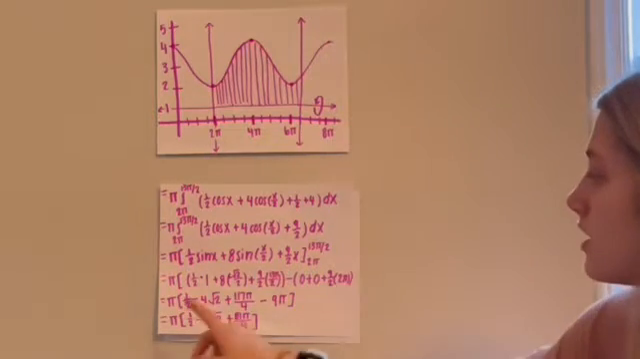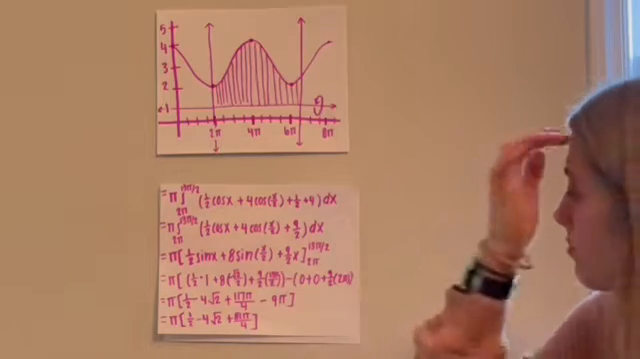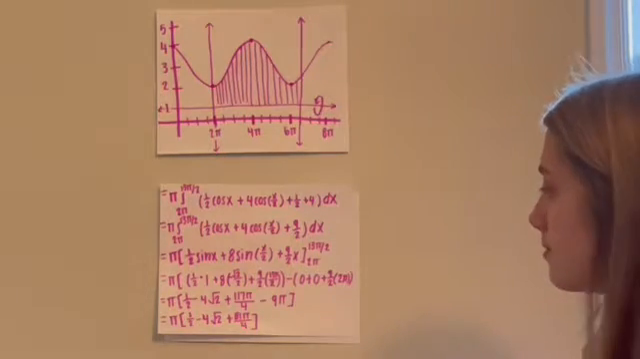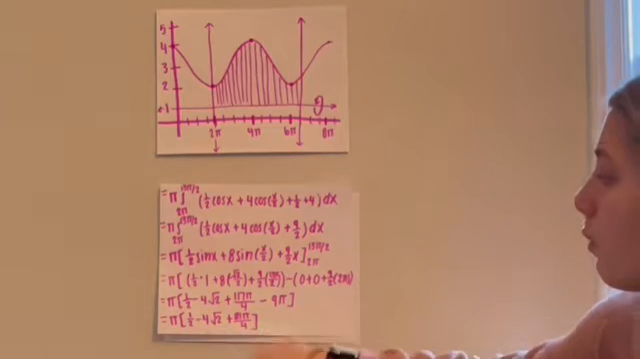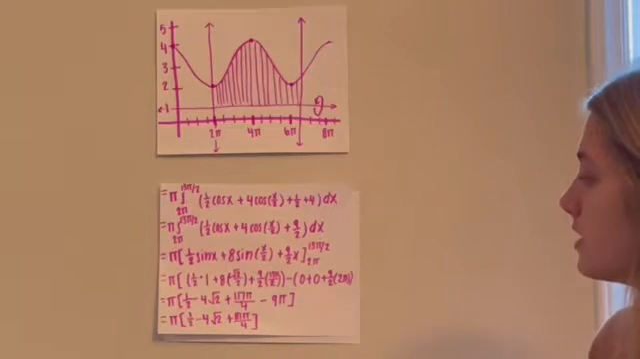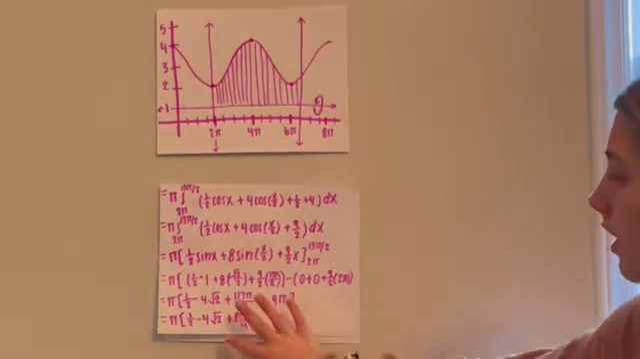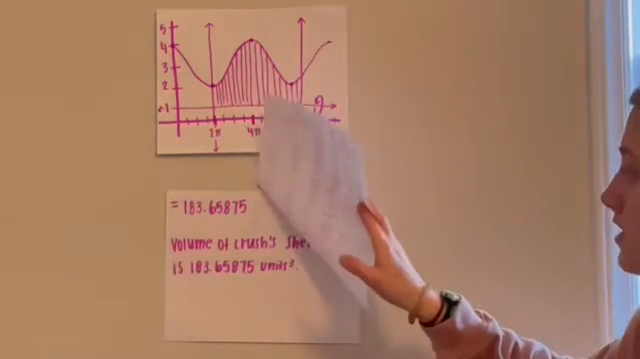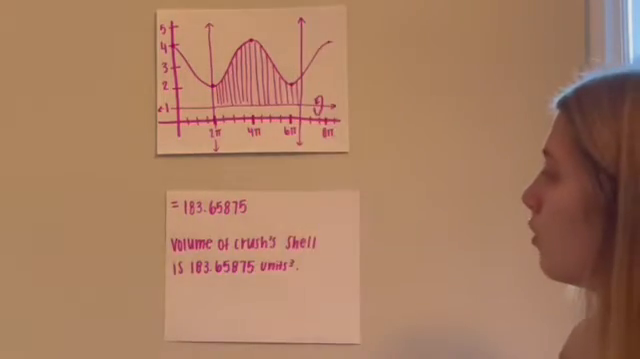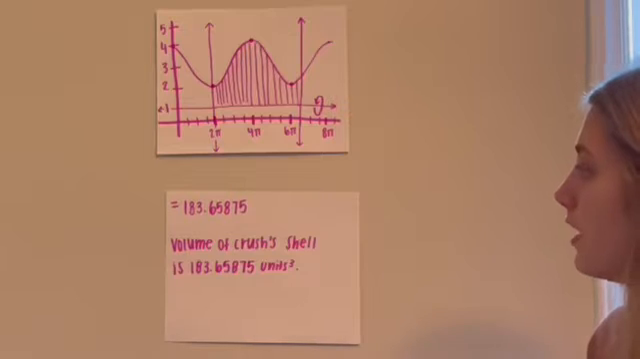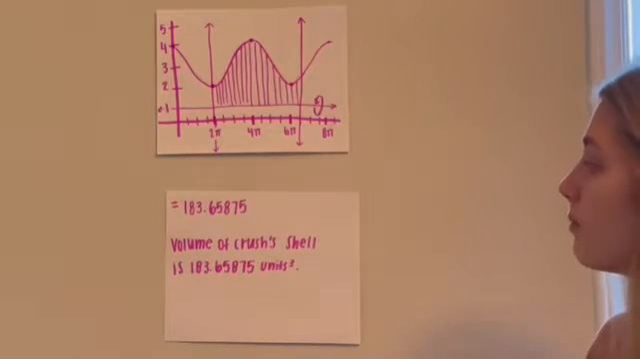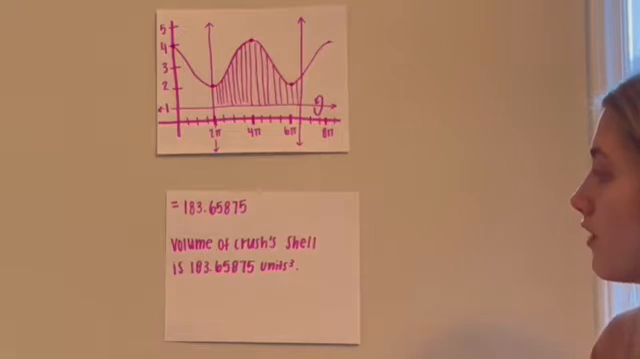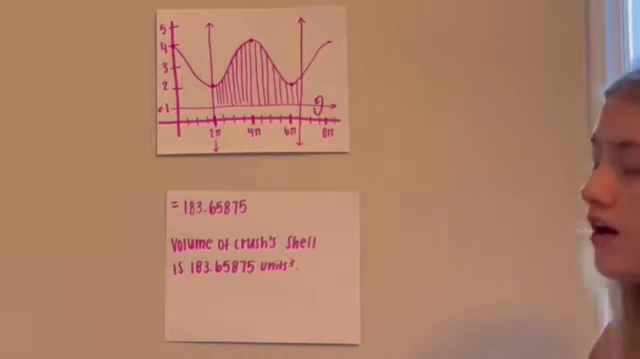So once we convert all those down and simplify them, we get pi times 1 half minus 4 times the square root of 2 plus 81 pi over 4. And then we put this in the calculator to get a value of 183.65875. So the volume of Crush's shell is 183.65875 units cubed.